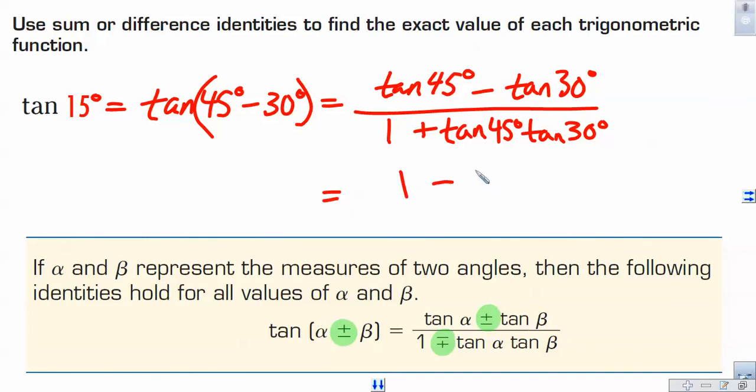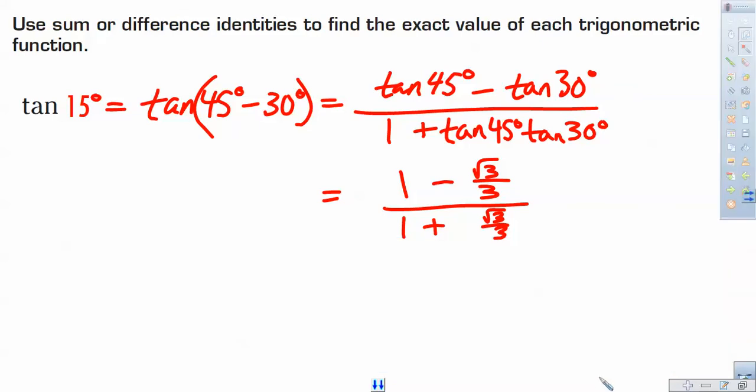Minus tangent 30, which is the square root 3 over 3, all over 1 plus tangent 45, which is 1, times, wait a second, we're just going to have 1 times the square root 3 over 3, right? So wouldn't that just be the square root of 3 over 3? Great. So here we go.